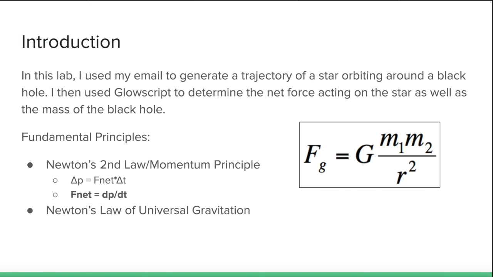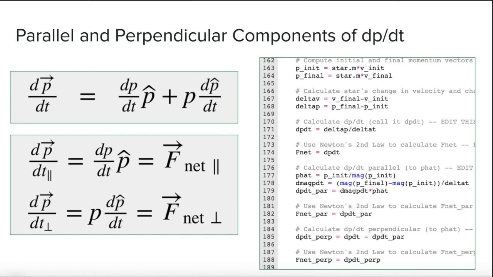The fundamental principles I used in this lab were the momentum principle, which states that the net force is equal to the change in momentum over the change in time, as well as Newton's law of universal gravitation, which I have the equation for on the right side. I used that in order to find the mass after I calculated the net forces. I also used the perpendicular and parallel components of the change in momentum.